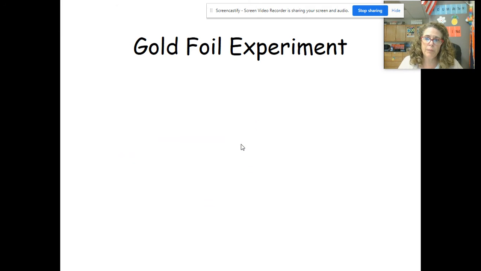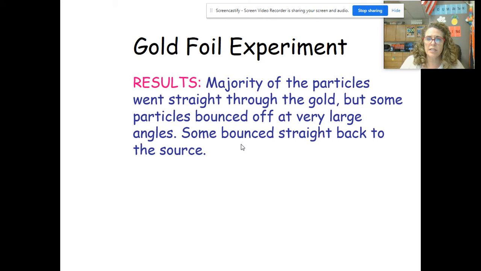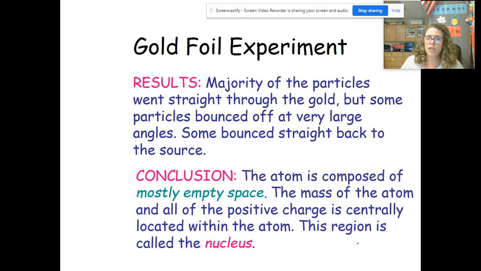So this leads to some very important results and some very important conclusions from those results. So the result is the majority of the particles went straight through the gold. Remember, these are positively charged particles. They just passed through. Some of the particles bounced off at that large angle, and some bounced back straight to the source. So this led to the conclusion that the atom is composed of mostly empty space, because most of the alpha particles went straight through with nothing happening. But the mass of the atom and all of the positive charge is centrally located within the nucleus of the atom, right? This is what we call the nucleus.